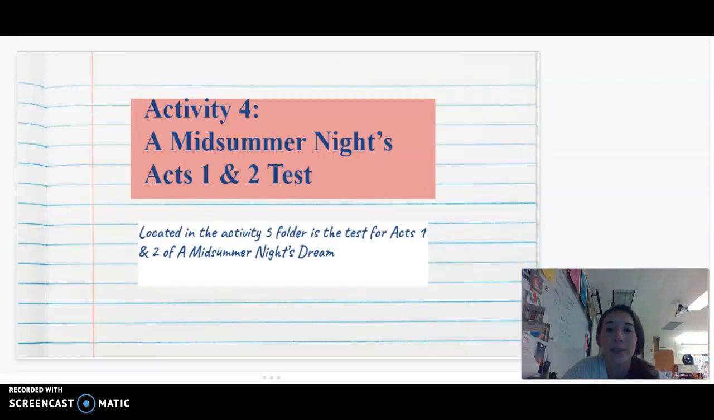Activity 4 is a Midsummer Night's Dream Acts 1 and 2 test. So this is a 42-point test and a little bit less than 42 questions because some questions are worth more than others. There are 4 sections of matching and several sections of multiple choice. And that is the format of the test. It's online.